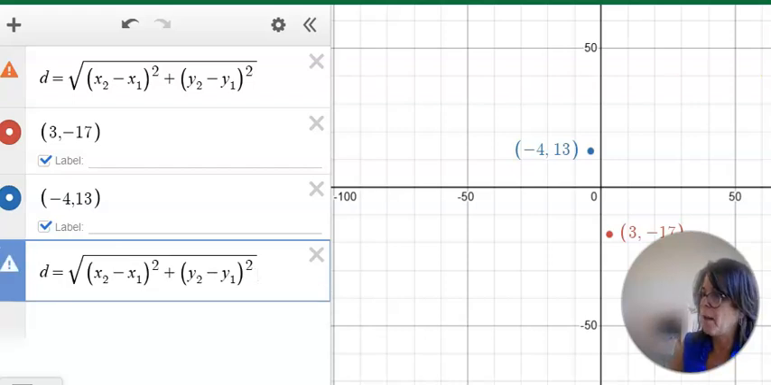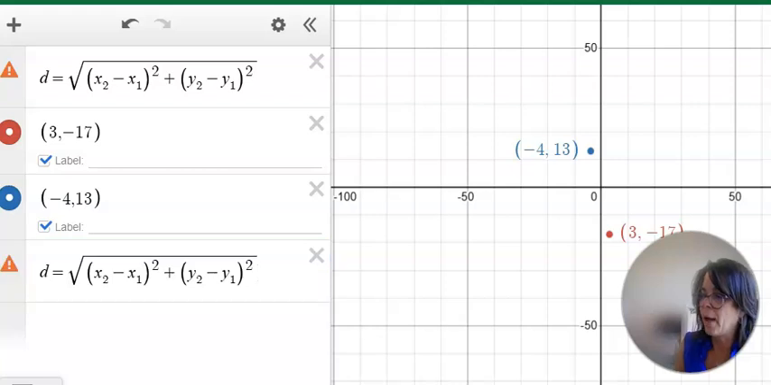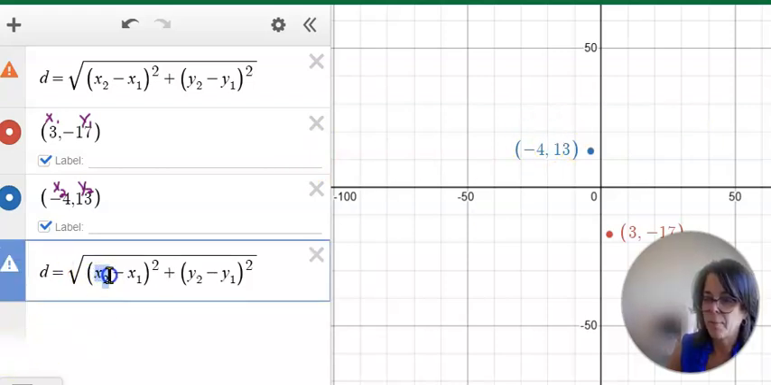Now, I told you on the last slide that we want to just plug those numbers into the right spots. And so we'll remind ourselves here, this was x sub 1, this was y sub 1. This was x sub 2, and this was y sub 2. And now you are literally going to highlight your x sub 2 and replace it with -4, because that's what we decided x sub 2 was.